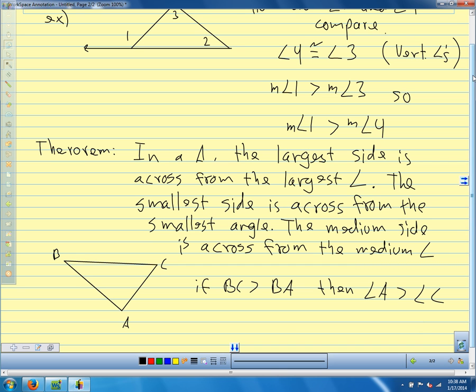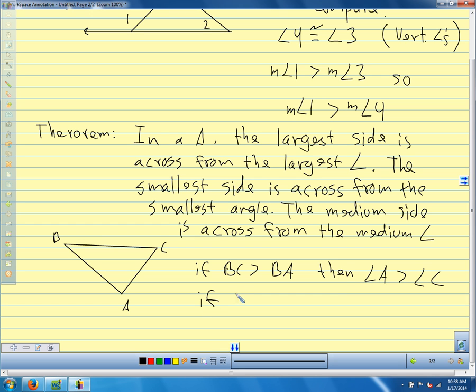And it goes the other way around also. We could switch it around: if, and I guess I should say measure, if the measure of angle A is larger than the measure of angle C, then the side across from angle A, BC, is greater than the side across from angle C. So we can use the sides, or we can use the angles to decide how the angles and the sides are related. We can list them in order. We can decide which is biggest, smallest, which one's medium. So that's what this theorem tells us.